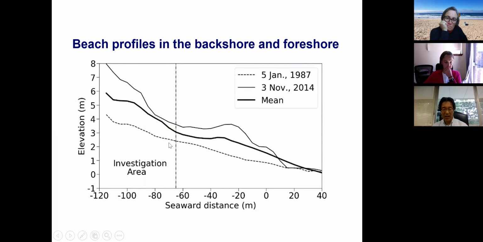The dotted line in this figure shows the beach profile measured at the start of the investigation period, January 1987. And the thin solid line, this one, shows the beach profile measured at the end of the investigation period, November 2014. And our investigation area is here. In this investigation area, the elevation changed by 1 meter to 3.5 meters, and on average, 2.5 meters.